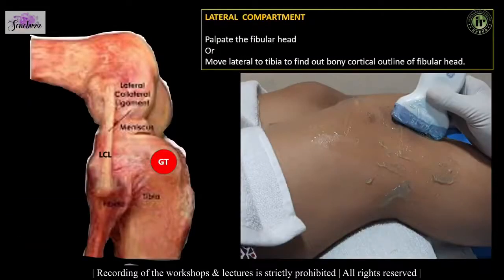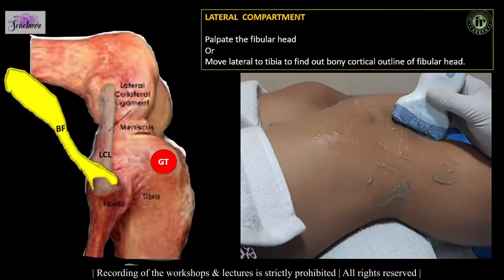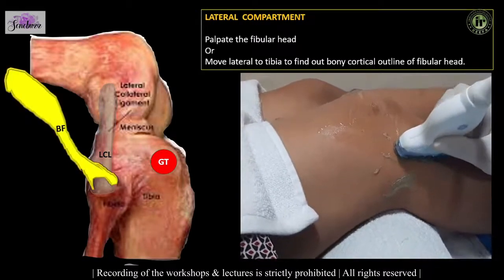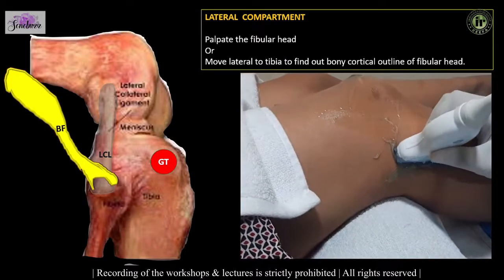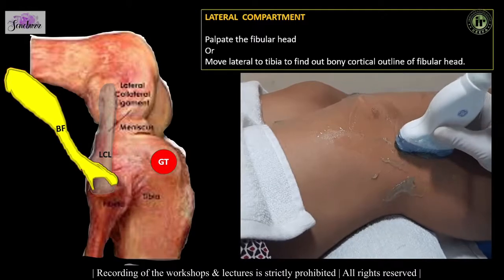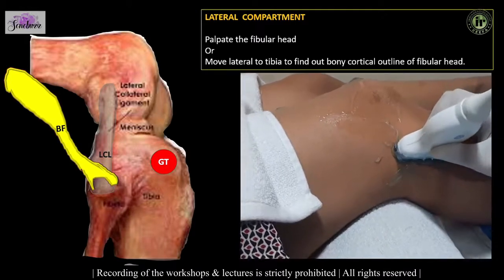Now, to examine the posterolateral structures of the knee joint inserting into the fibular head, we have to identify the fibular head either by palpation or we have to move across the tibia into the posterolateral aspect to find the bony cortical margin of the fibular head.